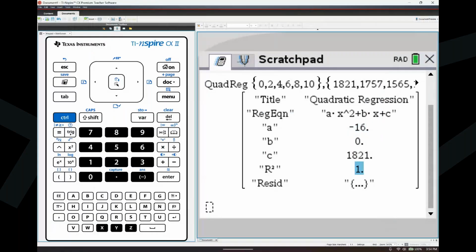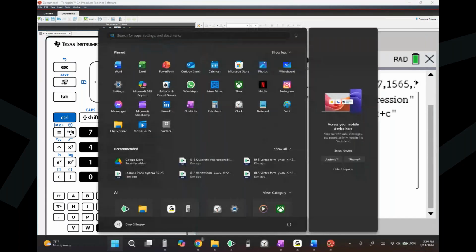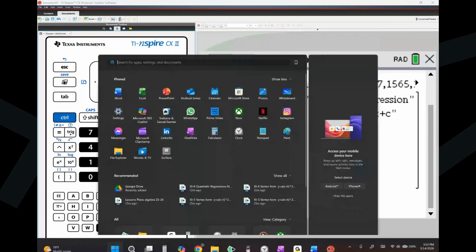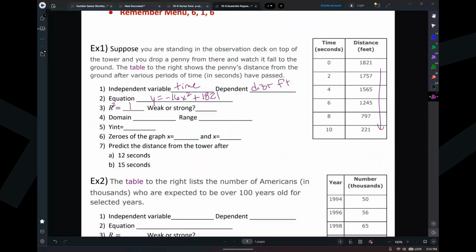Remember, for linears and exponentials, the r value is just the r value, not the r squared value, right? The correlation coefficient. So it's 1 here, so that's a perfect fit, right? All right, so r squared is 1, and it is strong. In fact, it's very strong. All right, we're not going to worry about the domain and range. I'm going to take that out of this lesson, okay? So you can ignore that.